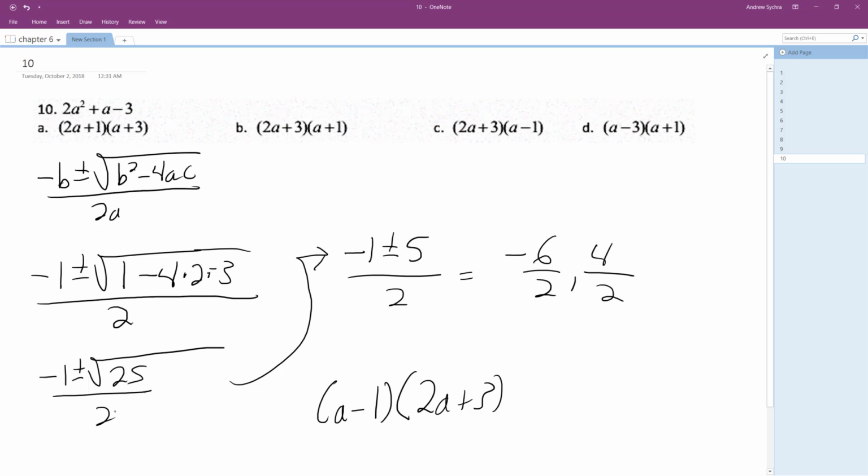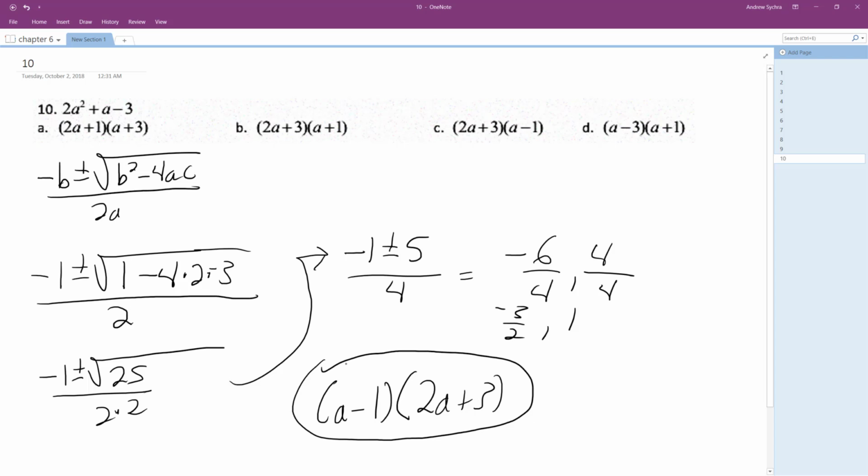Oh, you know what? I know what I did wrong. There should be a 4 on the bottom. Technically, I was right. All right, so there should be a 4 on the bottom. So if I do that, everything reduces down. So this becomes negative 3 halves, and this becomes 1. Yeah, that makes sense. Okay, that's where I made my mistake. So a minus 1 and then 2a plus 3, which looks a lot like answer C.